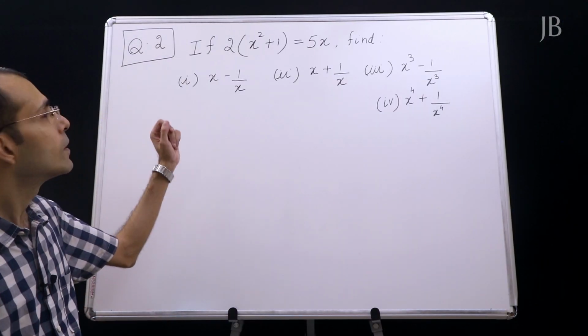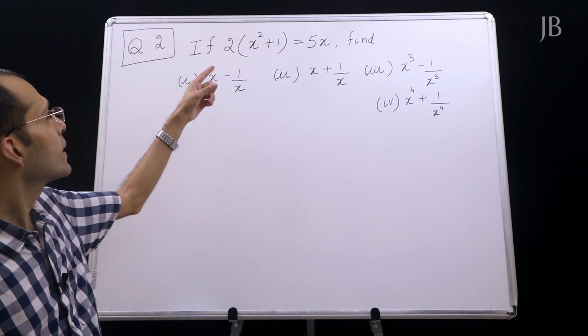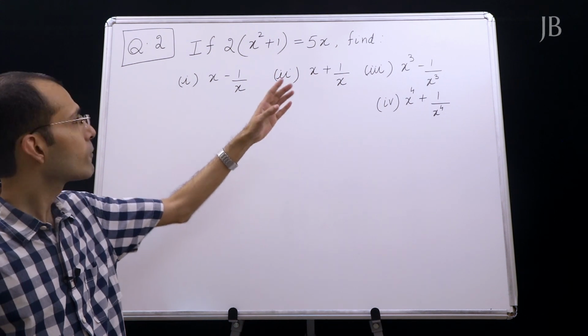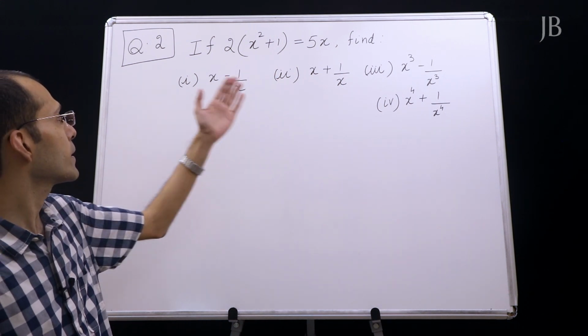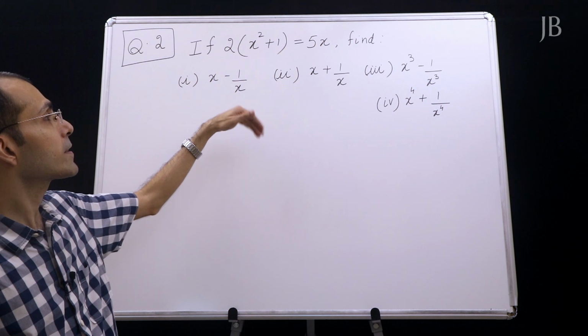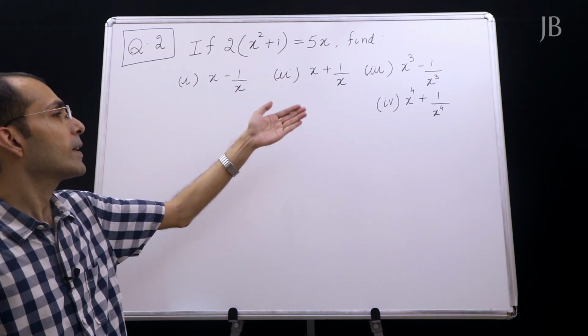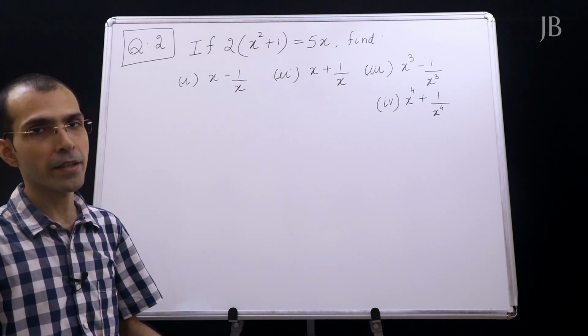Question 2. If twice of x square plus 1 is equaling 5x, find all these things: x minus 1 upon x, x plus 1 upon x, x cube minus 1 upon x cube, and x raised to 4 plus 1 upon x raised to 4.